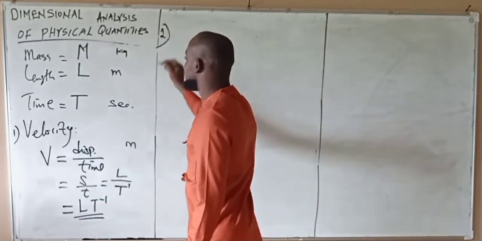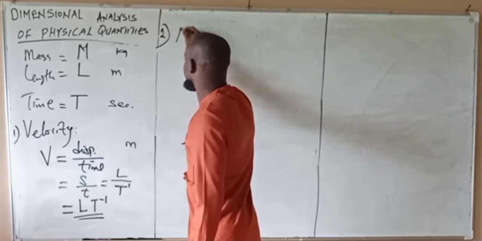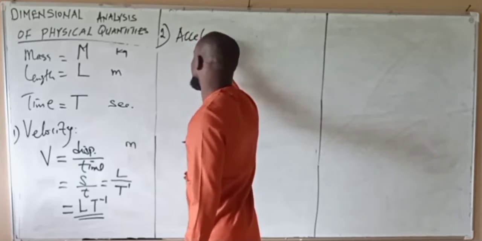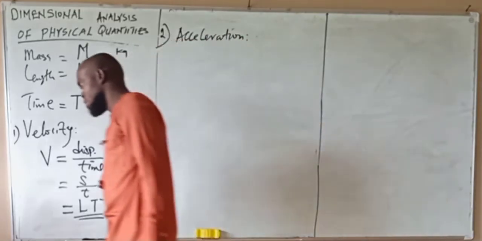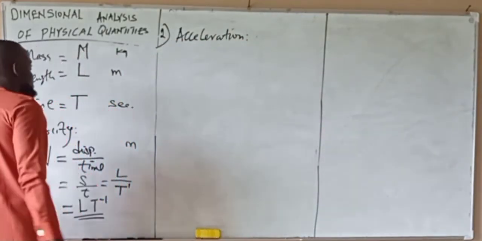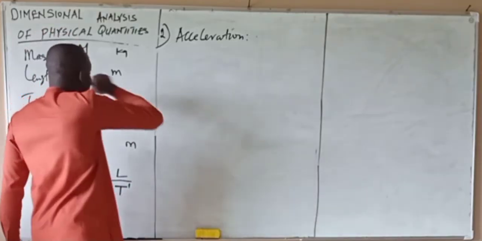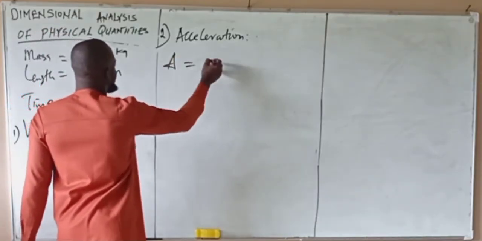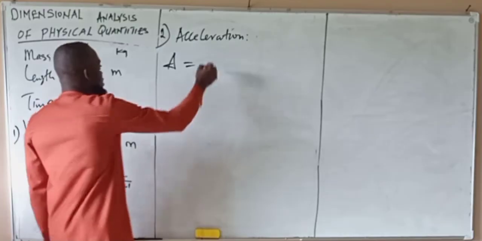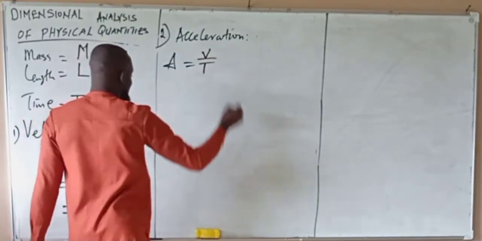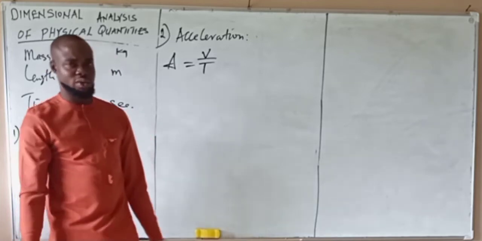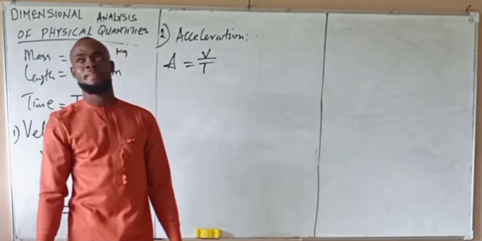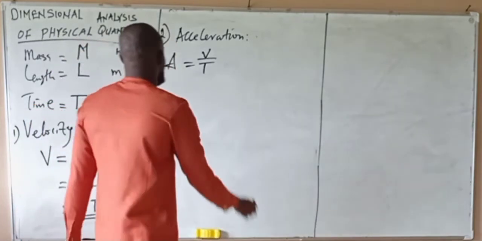Now number 2. The dimension of acceleration. Acceleration is equal to the rate of change of velocity, or velocity over time. That's what we mean by acceleration. Velocity over time.